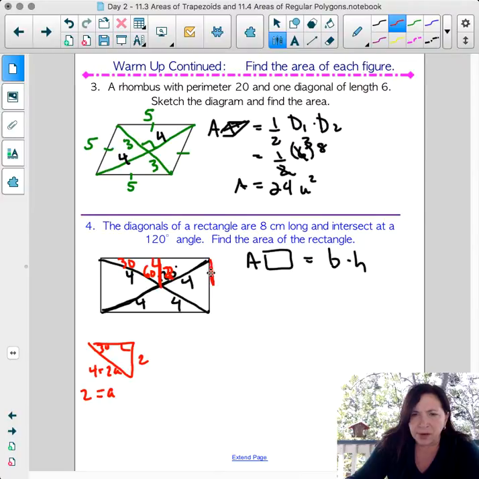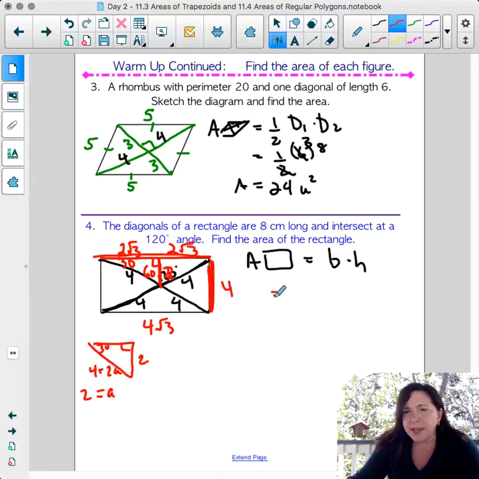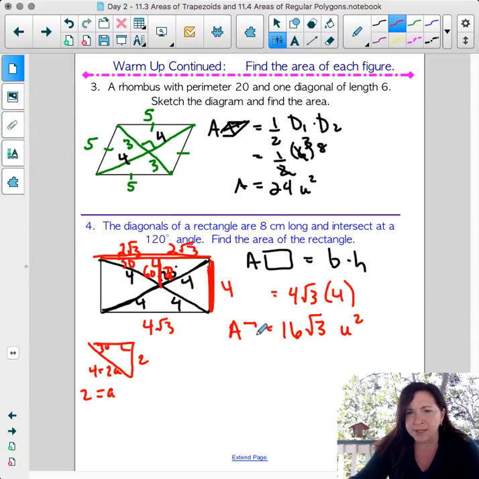So if from here to here is 2, that means the whole length here is 4. In addition, we know that across from the 60 would be a root 3. So if a is 2, this is going to be 2 root 3. But the whole length here is going to be 2 root 3 plus 2 root 3, which makes 4 root 3. So to find the area, it's going to be the base times the height. So it's going to be 4 root 3 times the height, which is 4. And so that's going to be 16 root 3, and that's units squared. And that's the area of our rectangle.